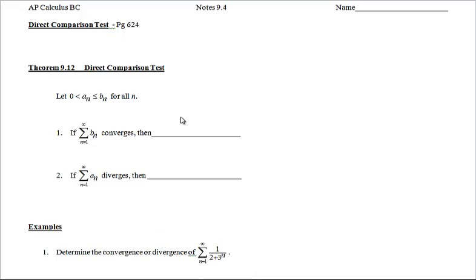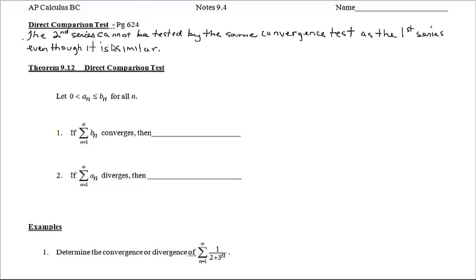In section 9.4, we're going to look at the direct comparison test to see if a series is convergent or divergent. And I'm going to recommend right here that maybe you pause the video, turn to page 624, and right underneath the words direct comparison test, you're going to see 3 examples. You might want to read through that opening paragraph above that and look at the 3 examples too.